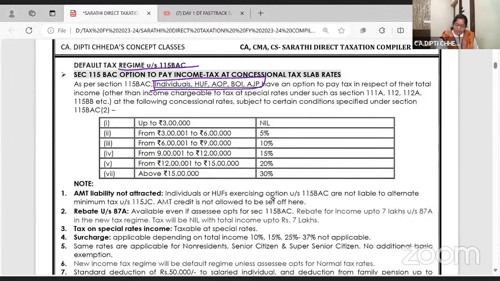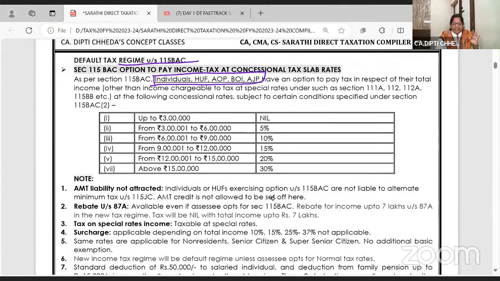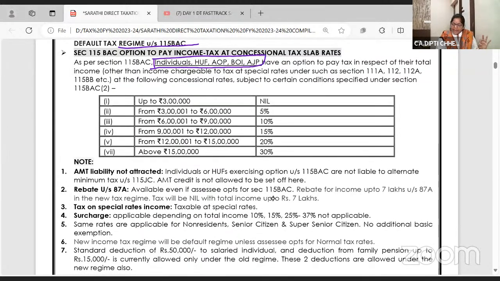Okay, right. Individual, HUF, AOP, BOI, clear, right. This is applicable only for them. Now up to 3 lakhs it is nil. 3 lakhs to 6 lakhs. See, till last year it was different, dear students. From this year, for every 3 lakh increase in income, the tax rate is changing. So up to 3 lakhs nil, 3 lakhs to 6 lakh it's 5%, 6 lakh to 9 lakh 10%, 9 lakh to 12 lakh 15%, 12 lakh to 15 lakh 20%.